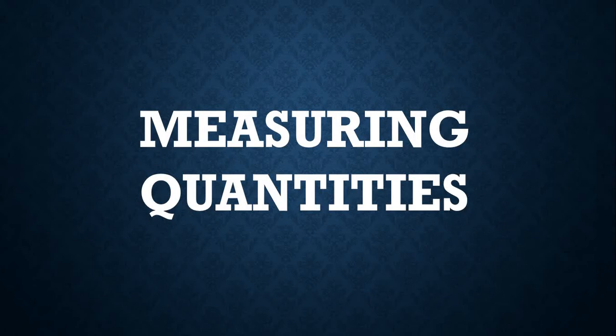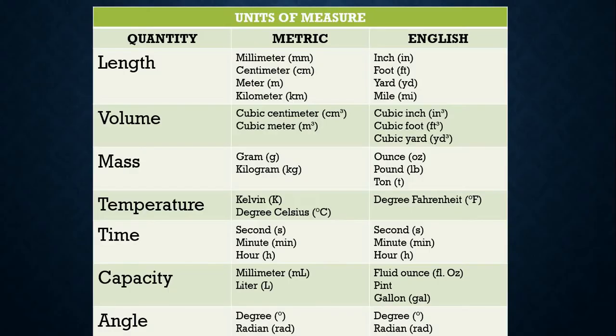Measuring quantities. Measurement is a number that characterizes an object or event, which can be compared with other objects or events. You use basic units of measure for length, time, weight or mass, electric current, volume, angle, temperature, and rate.